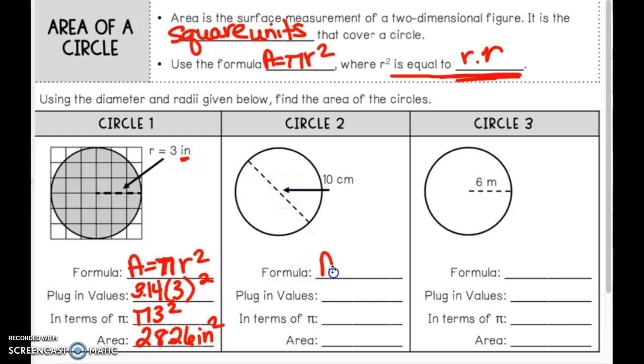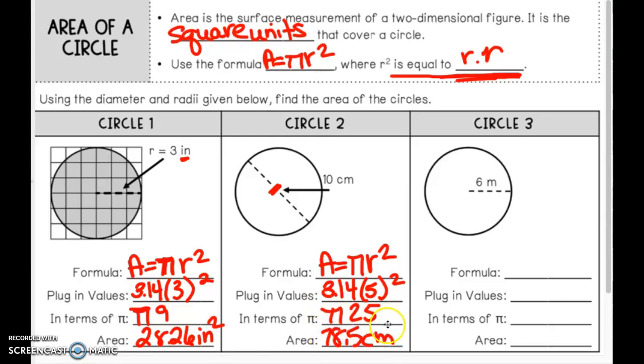Same thing, we're going to use the same formula, area equals pi r squared. Our plug-in values are pi is 3.14, radius, if this diameter is 10, be careful you don't use 10, we need a half of that. Half of 10 is 5, so it's going to be 5 squared, so it's pi times 25. Let me go back here and put 3 squared is actually 9. That kind of puts it a little bit more in perspective. And then if you do pi times 25, it is going to be 78.5 centimeters squared.